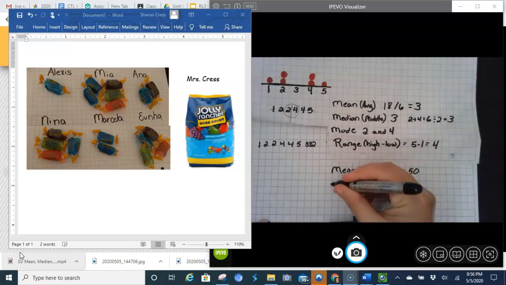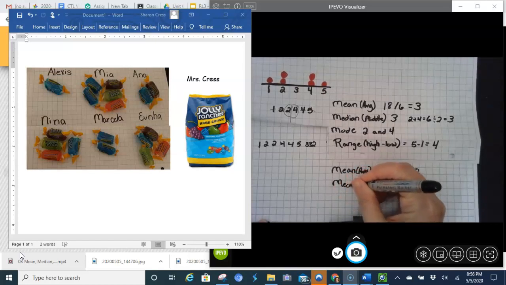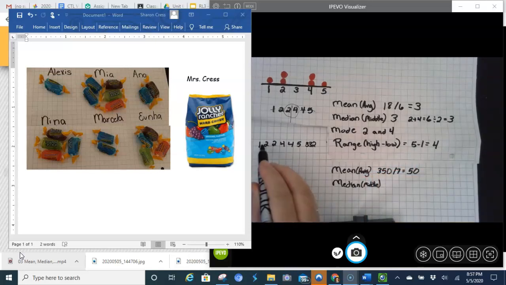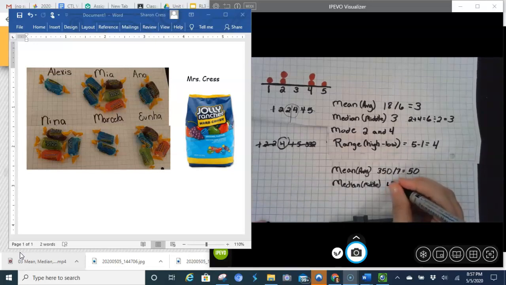Let's look at the median. The median is our middle. So our middle, now we have 7, so we're going to have actually 1 in the middle. Cross out the beginning and the end, the beginning, the end, the beginning, the end, and our median is 4. The mode really didn't change. We still have 2 and 4 as our mode.